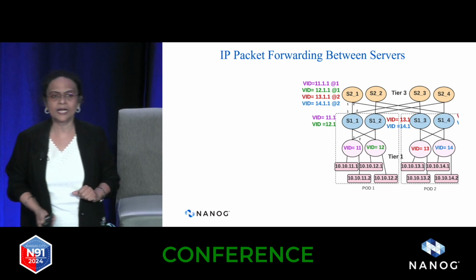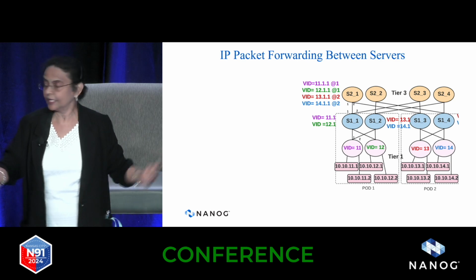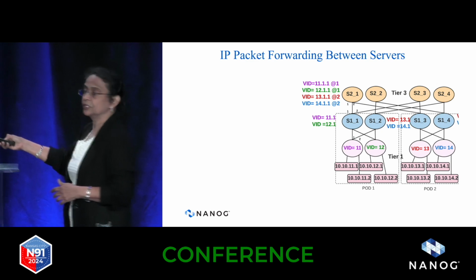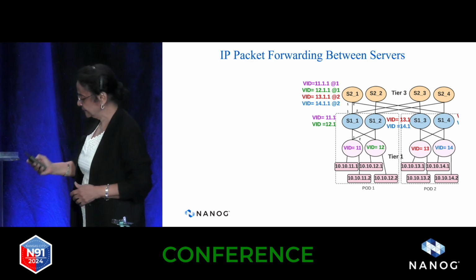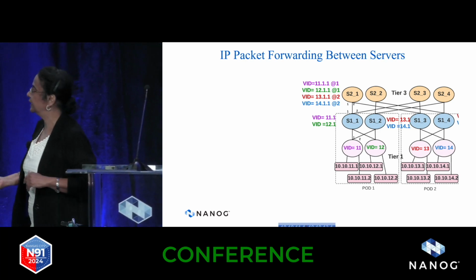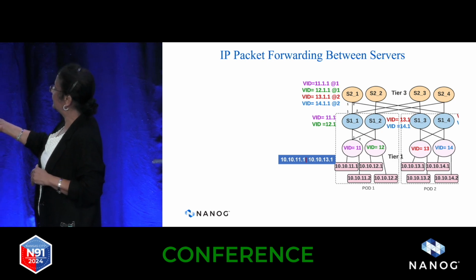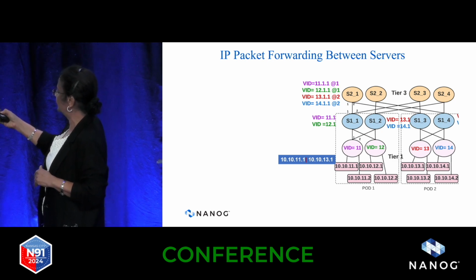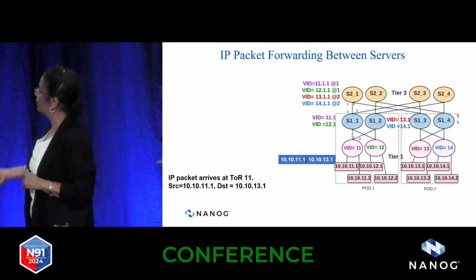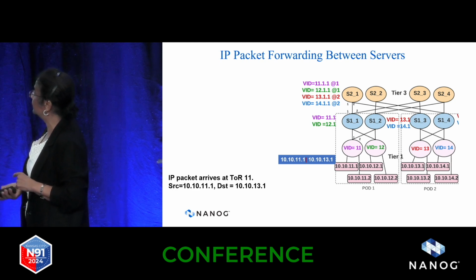Well, now the next challenge comes. How do you forward an IP packet now? None of these devices talk IP except the Tor at the point where he is connecting to the server racks. So let us follow the path of an IP packet now. The IP packet is arriving from 1011 and it's destined to 1013. The IP packet arrives at Tor 11. The source is 1011, destination is 1013.